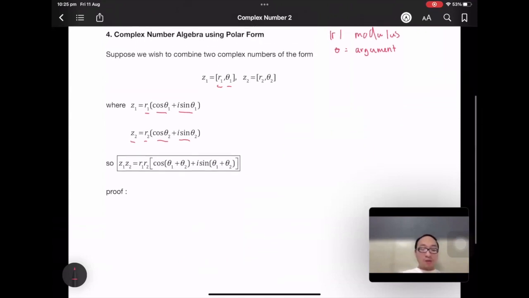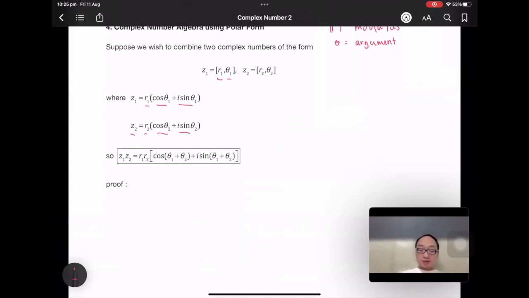If we multiply z1 and z2, we will have r1 times r2 times (cos(theta1 plus theta2) plus i sin(theta1 plus theta2)). So the modulus is multiplied, and the argument is the total argument. We know that theta is the argument, so it is the argument of z1 plus the argument of z2.